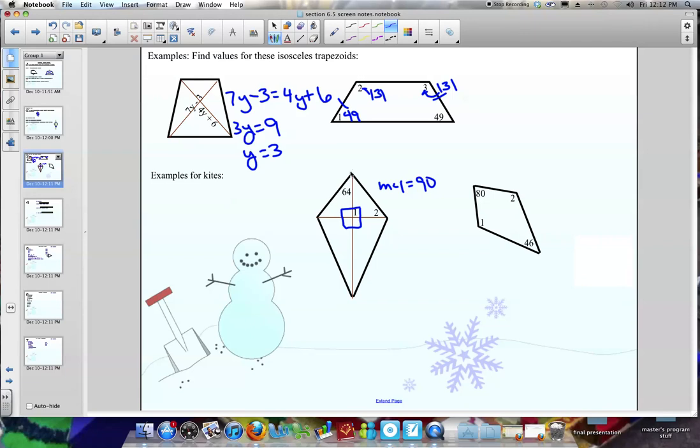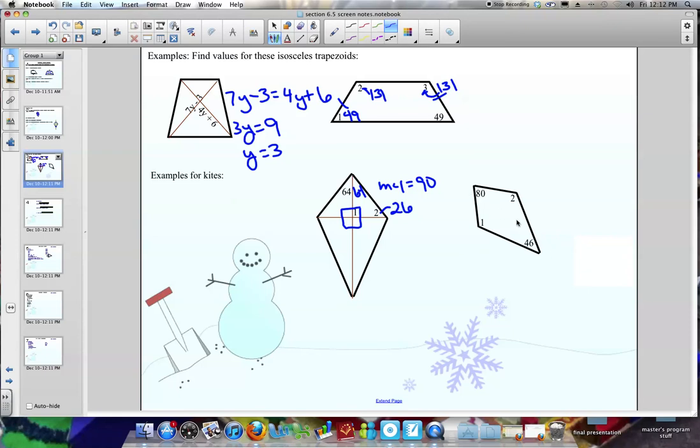We would know that the longer diagonal bisects or cuts in half the angles up at the top. So if this side is 64, we know that this side is 64, leaving angle 2, 90 plus 64 is 154, leaving 26 to be the measure of angle 2 because the three angles add up to 180 in a triangle.